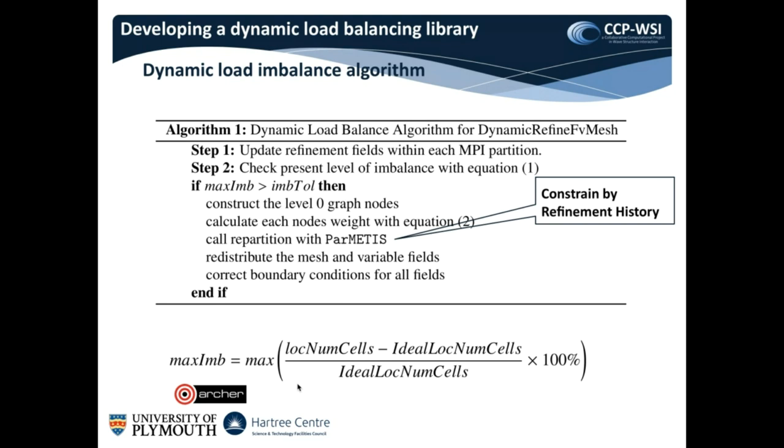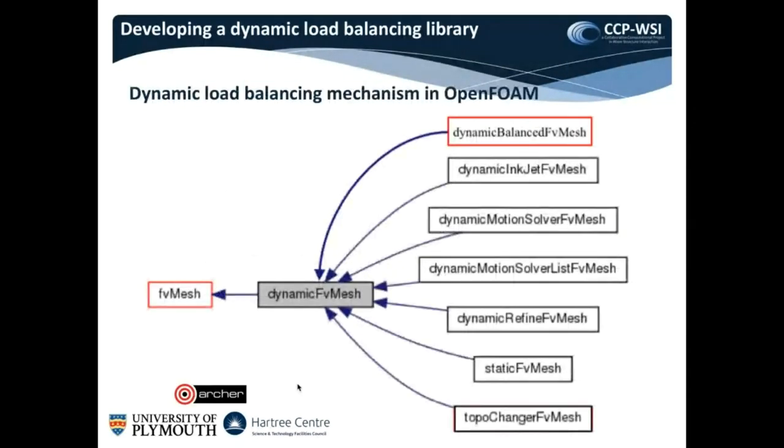So we need to add a constraint for the refinement history, which is actually already provided in OpenFOAM Foundation. I think in the decomposeParDict, you can just say we need to add a constraint with refinement history. And then you repartition and you can redistribute the mesh and variable fields with the mesh cutter, and then correct the boundary values of all fields. These are all existing tools you can use within OpenFOAM Foundation. So yeah, that's the load balancing algorithm.